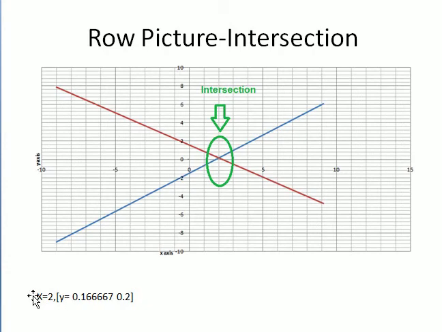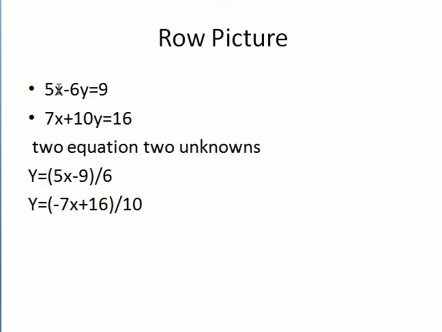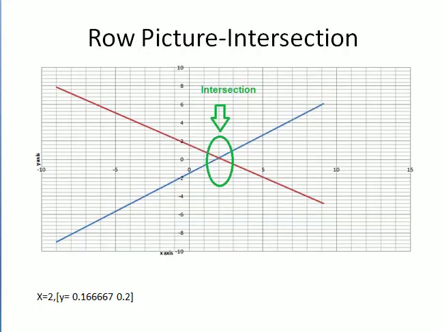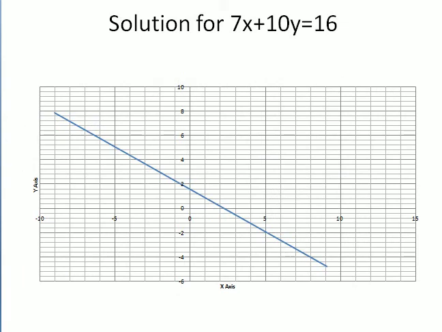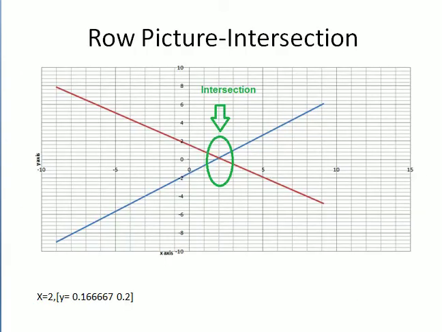If you replace x and y in this equation or in this equation, with x equal to 2 and y equal to either 0.166 or 0.2, you will almost get the answers 9 and 16. So here we have found the common solution for these two equations using the row picture. Okay, so the row picture is this form. Using the graph we have found the line, using the equation we have found the line, and using the intersection we have found the solution.